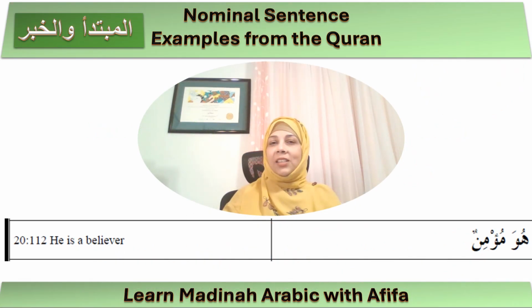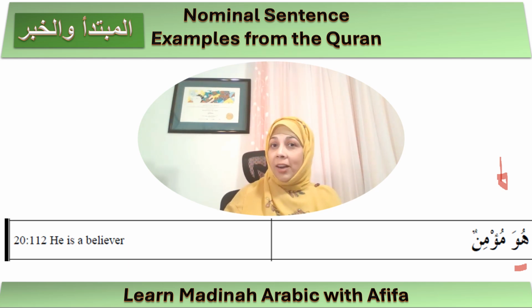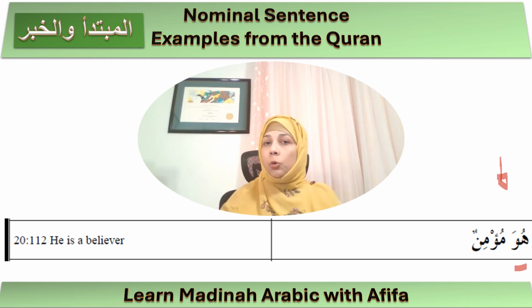Now let's practice with examples from the Quran. So take a look at this verse here. This is a nominal sentence, and we know that nominal sentences begin with a noun. Here it begins with huwa, which is a pronoun, but pronouns fall into the category of nouns. Okay, so this is what we studied, and it is called al-jumlatul ismiyatu. Now pause the video and try to identify the mubtada and the khabar.